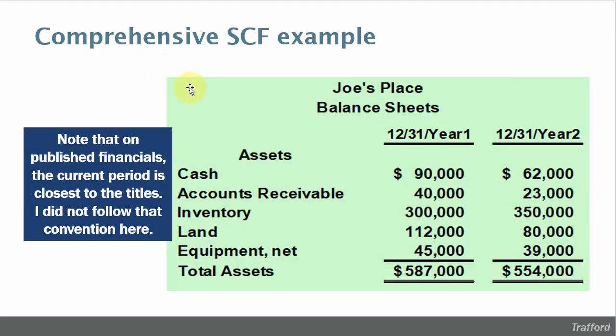We would also have in front of us comparative balance sheets, so balance sheets for the current year, which in this case is year 2, and the prior year of year 1. Here we're just seeing the assets for the company. On the next page I'll show you the rest of the balance sheet. One of the things that we see here is that cash started out at $90,000, ended up at $62,000, so there was a $28,000 decrease in cash, and that $28,000 decrease in cash is what our statement will be explaining.